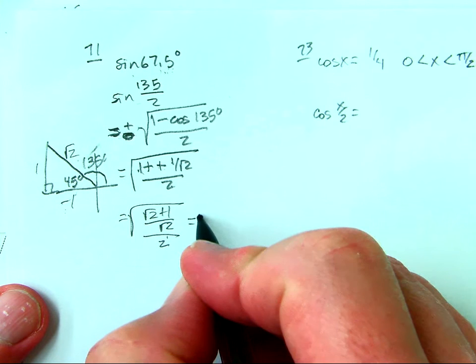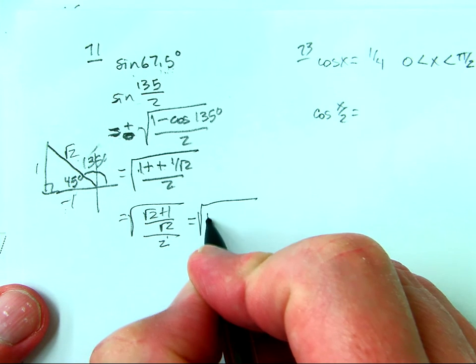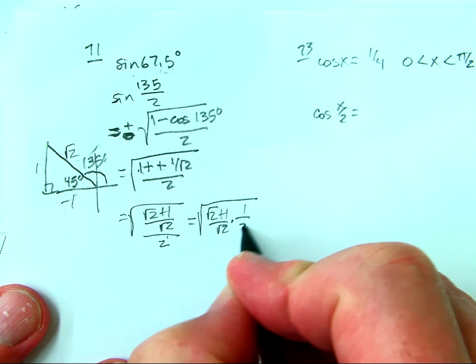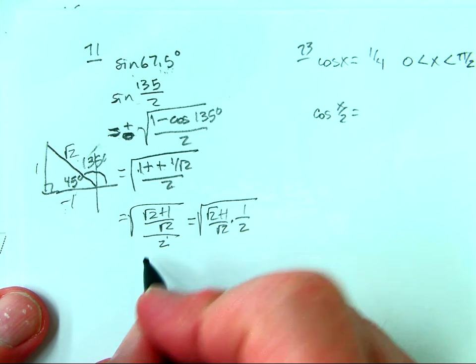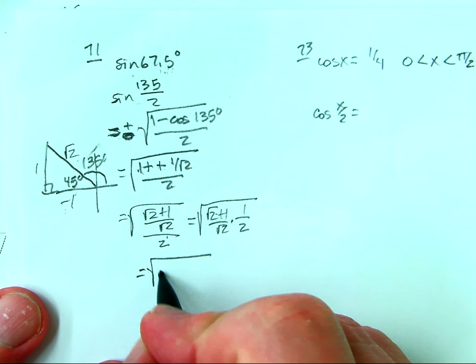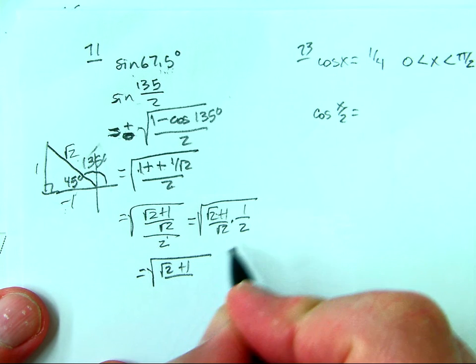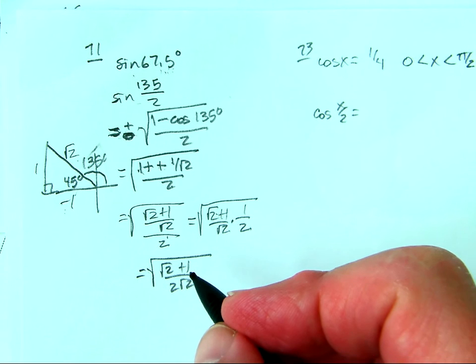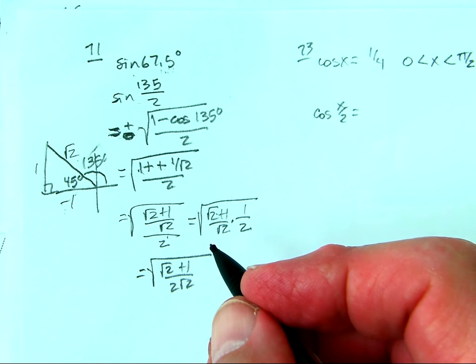Well, now, remember fractions like that, we take the top times the reciprocal of the bottom. If we do that, radical 2 plus 1 times 1 is radical 2 plus 1, and the bottom is 2 radical 2. If you want to simplify it farther, you can, but it's fine like that.